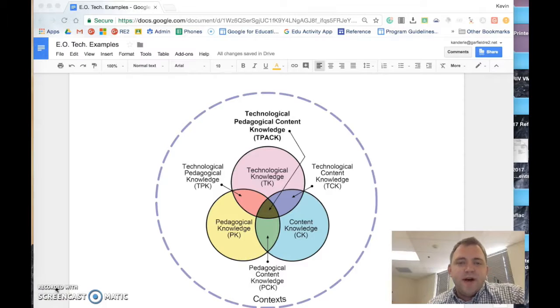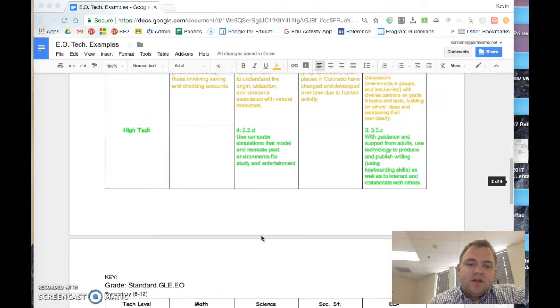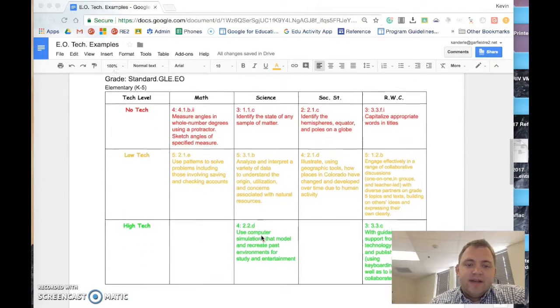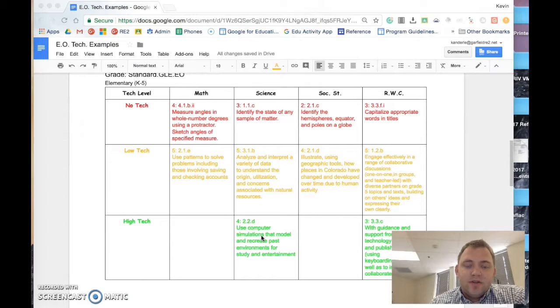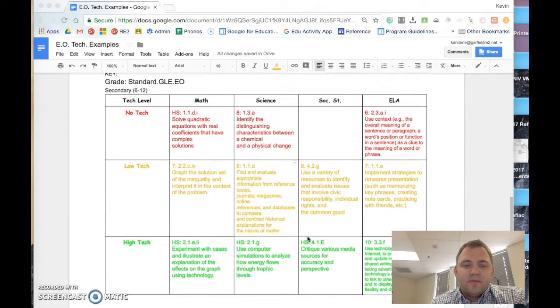So picture now an academic coach sitting down with a group of teachers to do some planning, and the question of technology use comes up. An academic coach now could use this lens of no tech, low tech, and high tech to identify times when they should not be using technology in no tech instances, and they should also find opportunities where they should be using technology. And they can identify it that way.